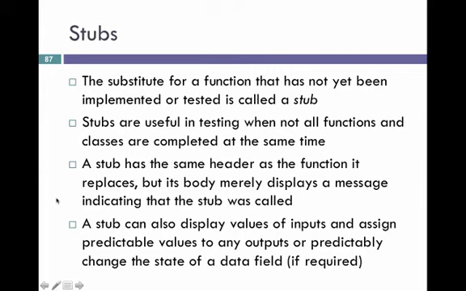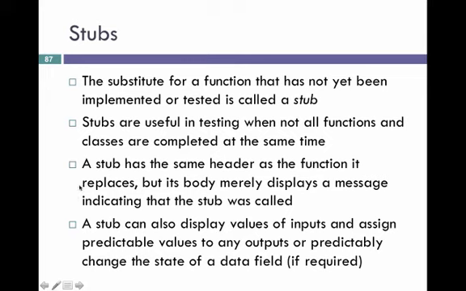So how could we do that if we don't have the full thing implemented? Well, stubs help us do that. A stub has the same header as the function it replaces, but the body merely displays a message indicating that the stub was called. So we basically have a function implemented, and it doesn't have its final implementation. It has something much simpler.